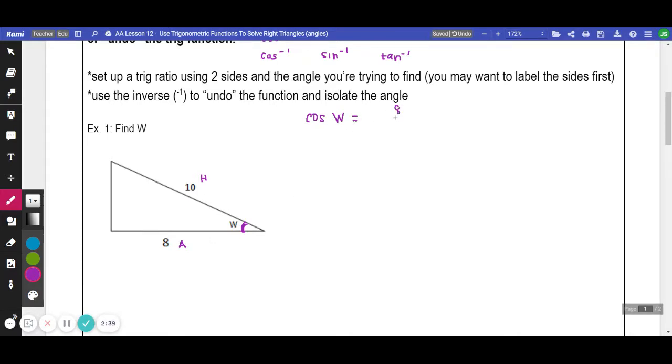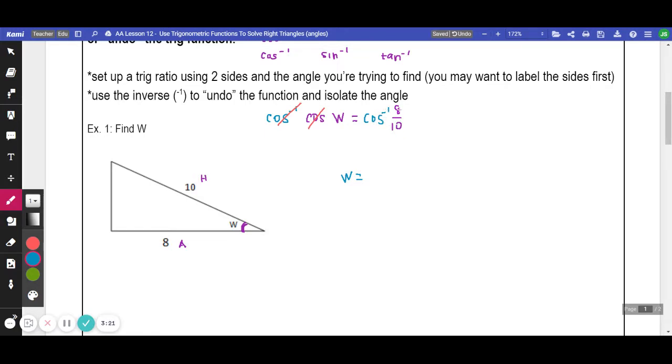I'm going to leave a little space here. 8/10, adjacent over hypotenuse. So we're trying to isolate W. We need to get rid of the cosine. To get rid of the cosine, we use the inverse cosine. They undo each other, cancel each other out, and then I would be left with just the W. But whatever I do to one side of an equation, I have to balance by doing to the other side. So if I do inverse cosine here, then I have to balance it by also doing inverse cosine of the other side. Don't put it at the end. That doesn't make sense. It needs to go in front.